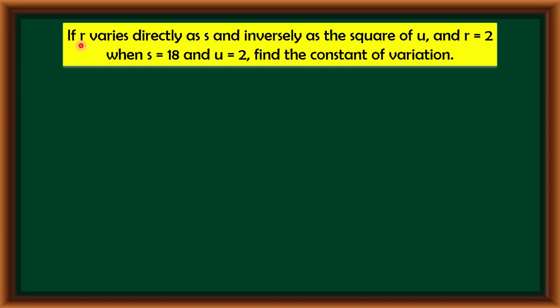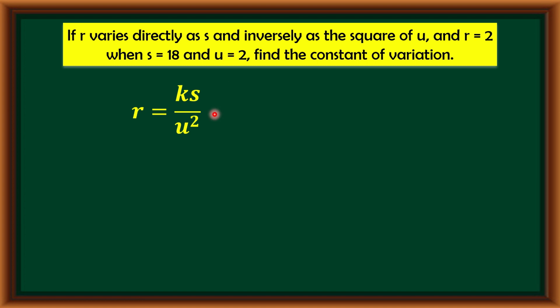So it says here that r varies directly as s and inversely as the square of u. Therefore, the equation for this one will be r is equal to k times s, since it says here that it varies directly as s, and inversely, then we have here the denominator is the square of u, or u squared. So this is the equation of our statement.